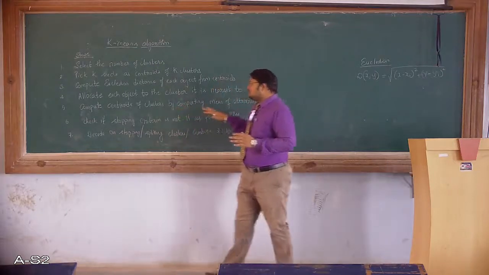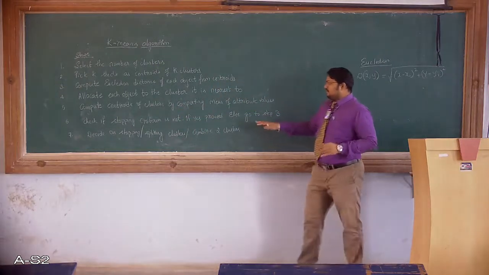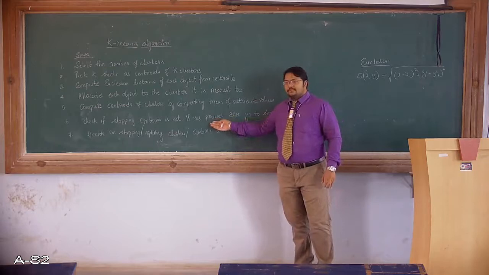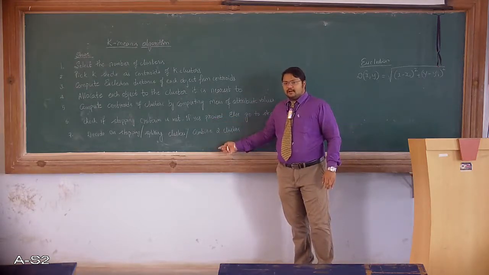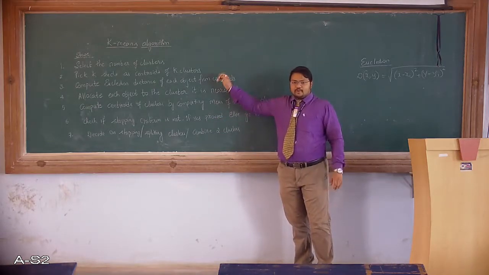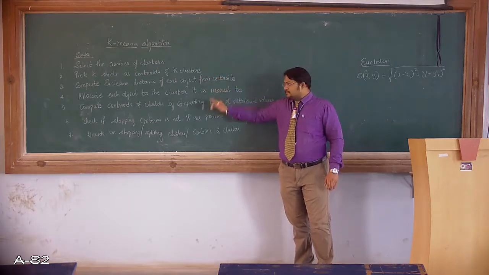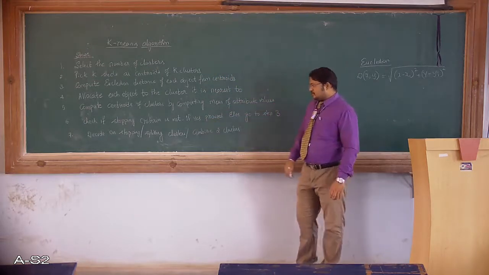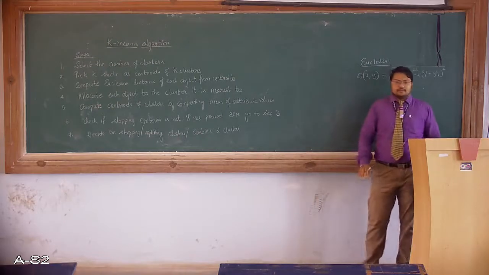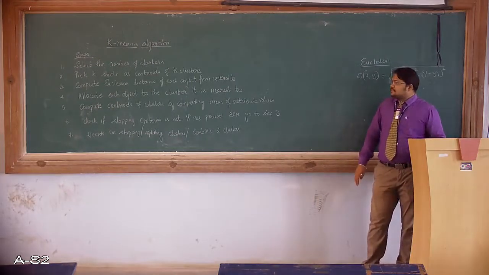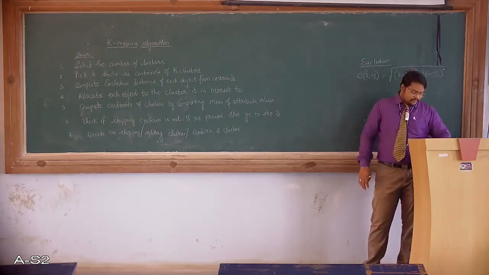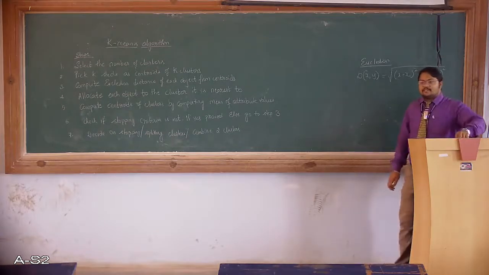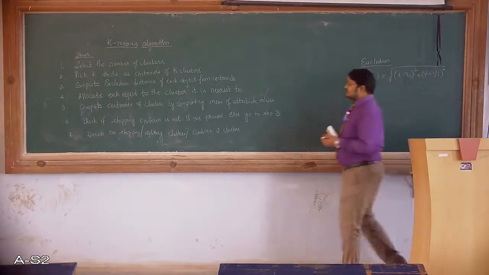If the stopping criterion has been met, we go to step 7, or else we go again to the computation of Euclidean distance. So: decide on stopping, or splitting clusters, or combining two clusters. So this is the k-means algorithm. We will look into a problem on this k-means algorithm so that you will understand these steps better.